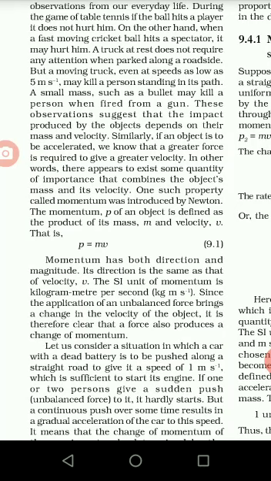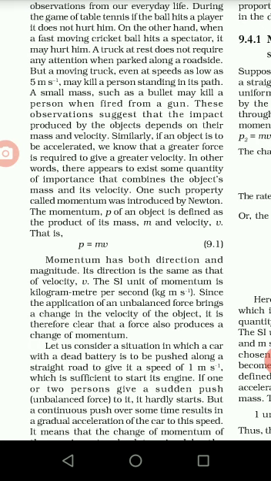of an object is defined as the product of its mass and velocity. Formula: momentum equals mass into velocity. In symbolic form, P equals m into v. Momentum has both direction and magnitude. Therefore, it is a vector quantity. The SI unit of momentum is kilogram meter per second.